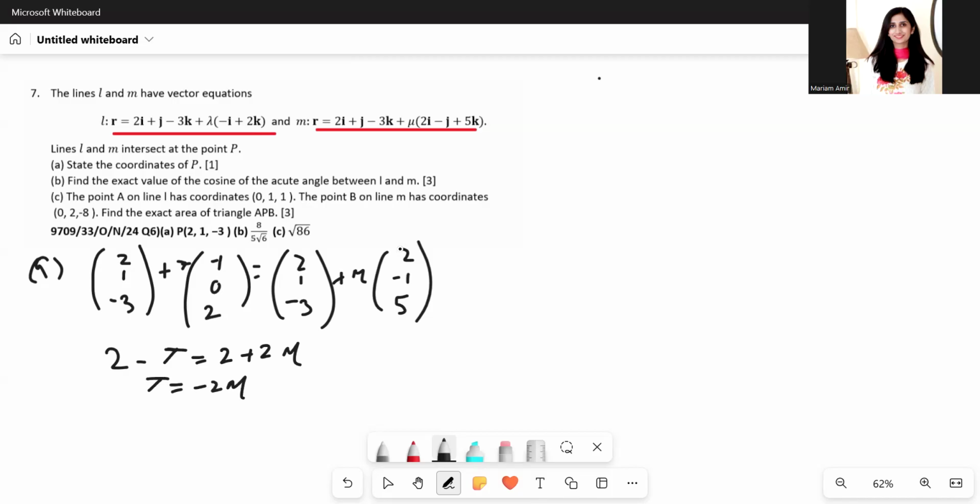Call this equation number 1. Second one is 1 plus 0 equals 1 minus mu. That gives us mu equals 0. And that gives us lambda equals 0 as well.